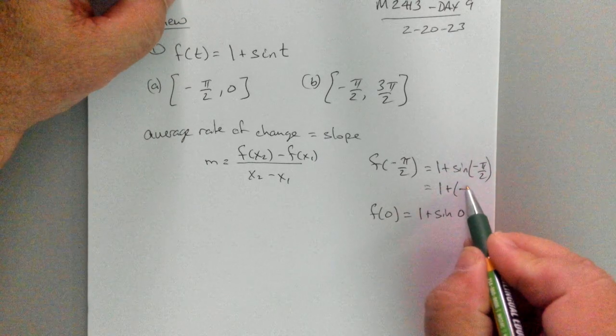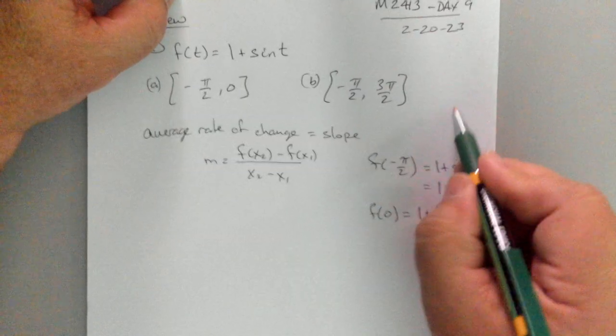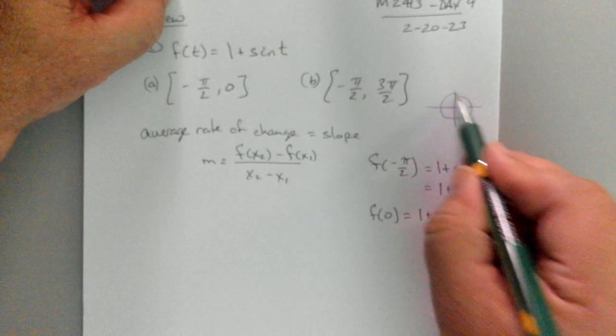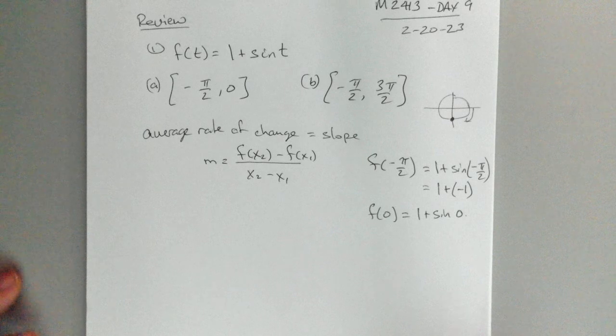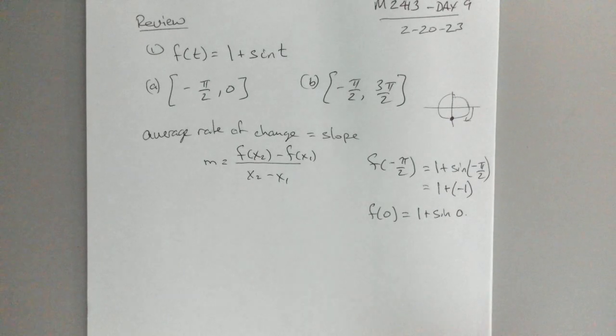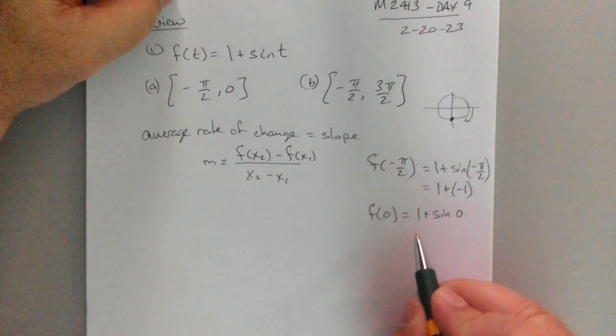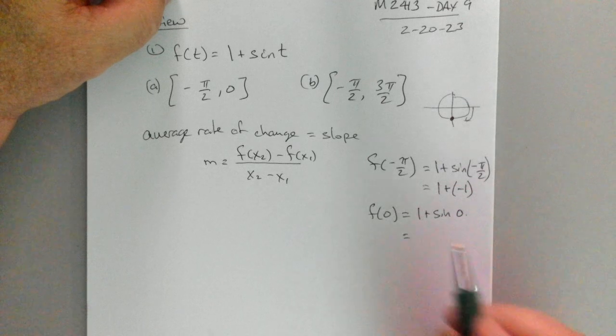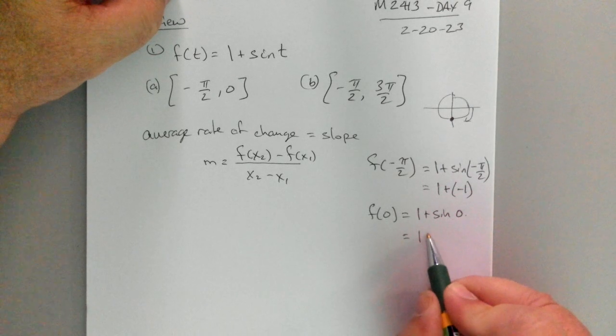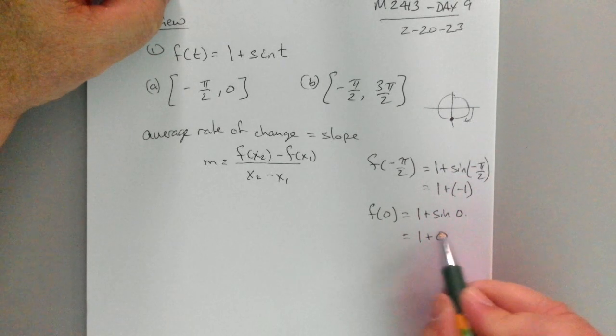Negative 1. Because when you have a negative angle, you go clockwise. So it's negative 1. And sine of 0? 0.